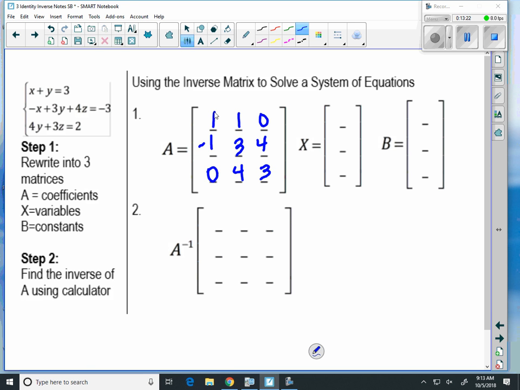So everything on the left side of the equal sign, that's what's going in here. Matrix X is your variable matrix, X, Y, and Z. Since we have a 3 by 4 system, please stop talking, warning number 2. Since we have a 3 by 3, that's going to be X, Y, and Z. And then B is just your answers, everything on the right side of the equal sign.